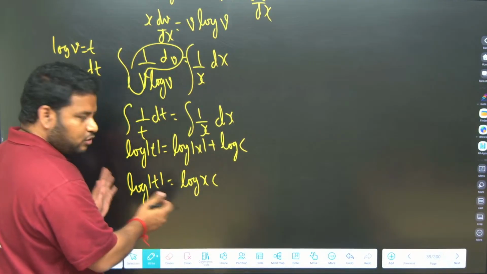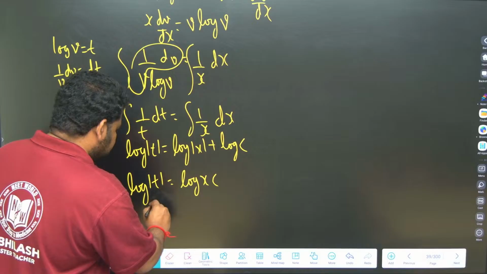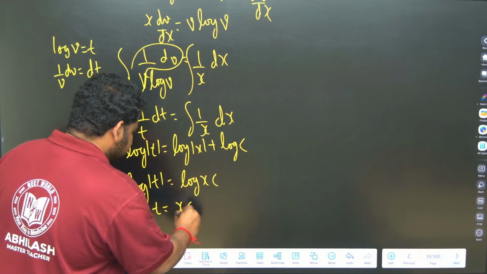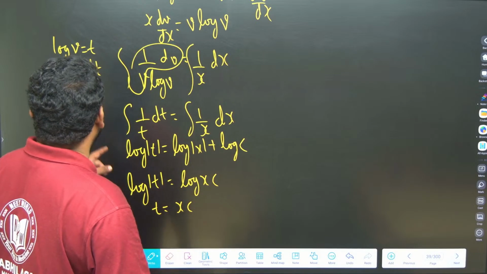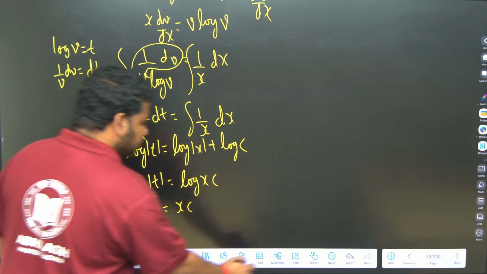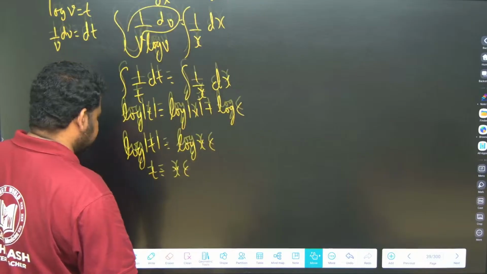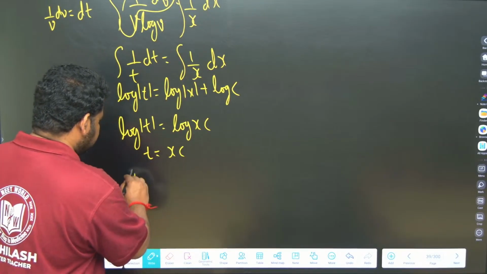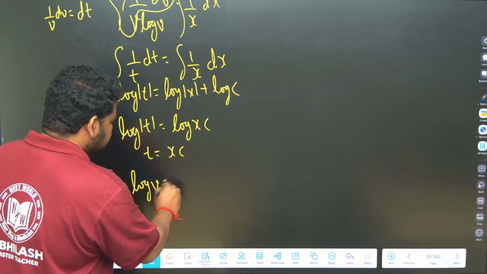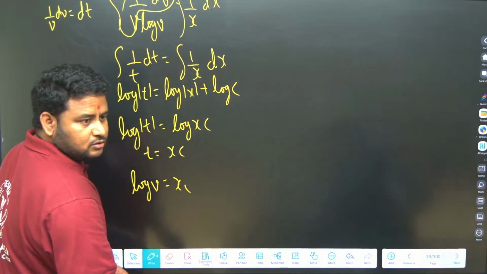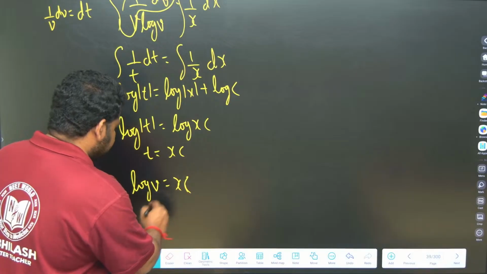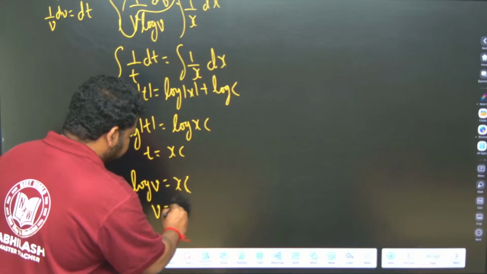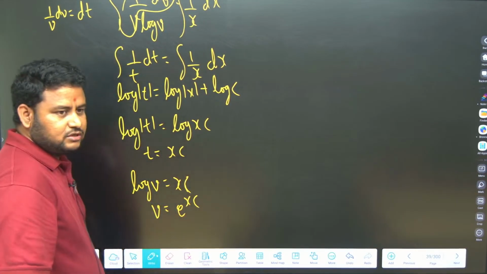Now if I remove log, t is equal to x into c. But t is nothing but log v, correct? So log v is equal to xc. Now v is equal to e power xc.